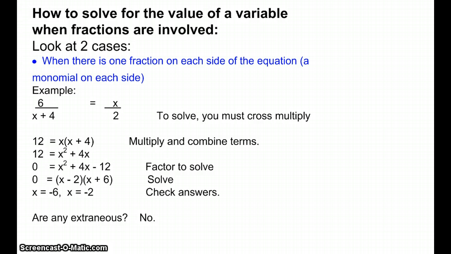Then bring all your terms over to the same side. All your terms should be on one side of the equation so you can solve it. That's 0 equals x squared plus 4x minus 12. To solve that, you have to factor it. That's easily factored into x minus 2 times x plus 6. So in this case, we're getting two answers. We get that x is 2 and that x is negative 6.